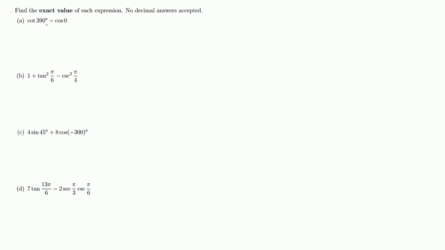390 degrees is bigger than 360. 390 is 360 plus 30, so 30 is the reference angle. 390 is just a little bit more than 360, 30 more than 360, so it's still in the first quadrant. So cotangent 390 is the same as cotangent of 30 degrees, because 30 degrees is the reference angle.